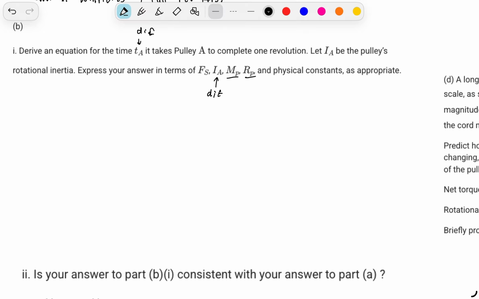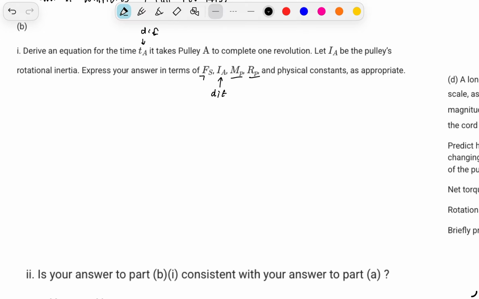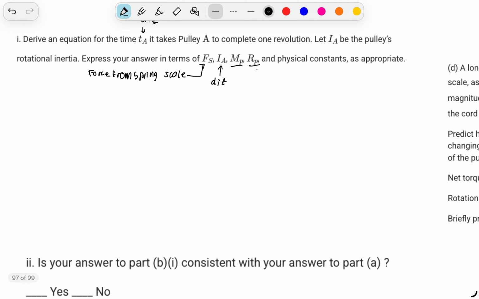So first, let's talk about what Fs is. Fs is the force from the spring scale, and your radius is just Rp. So if we construct our torque equation, that's equal to Fs Rp, because again, sine 90 is equal to 1. And if we use our rotational dynamics, we know that torque is equal to I times alpha.